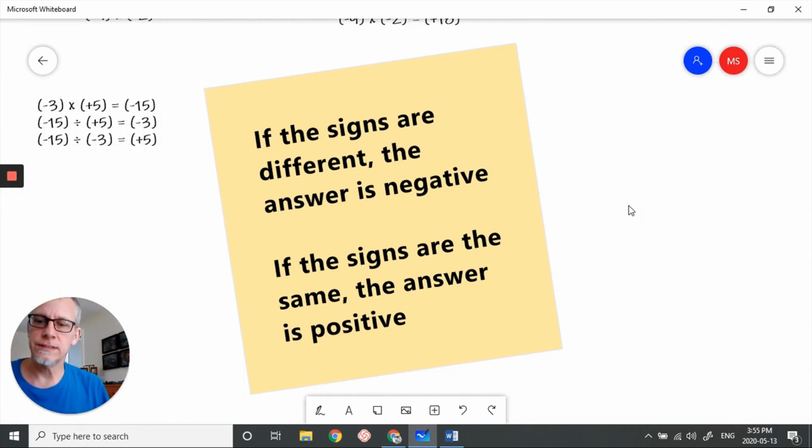It does not matter whether we're multiplying or dividing. The rules seen here always apply. Signs are different, answer is negative. Signs are the same, answer is positive.